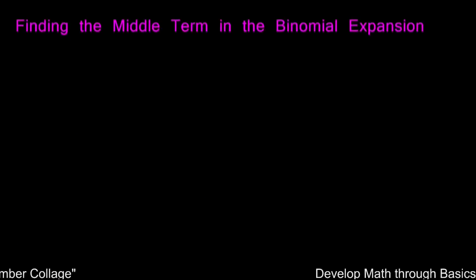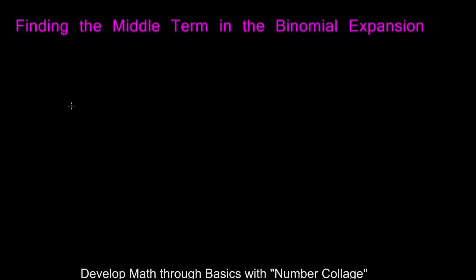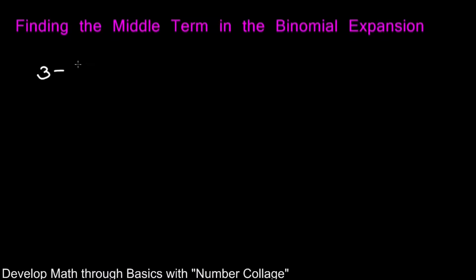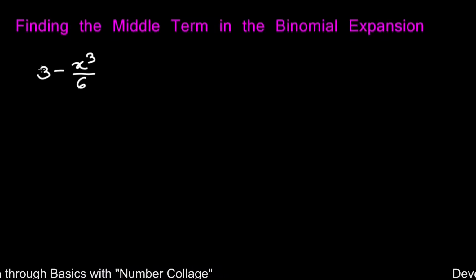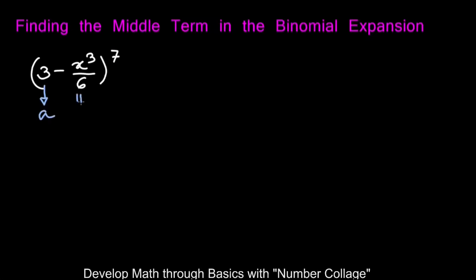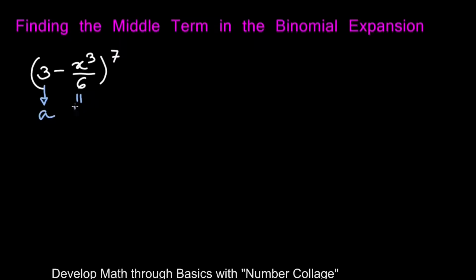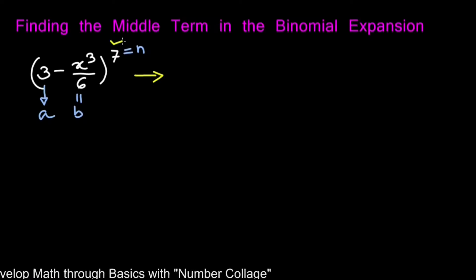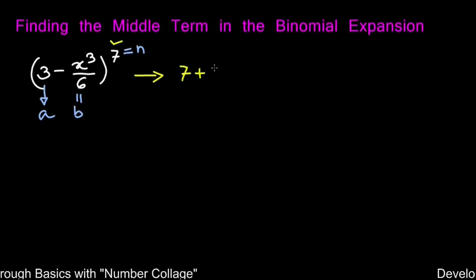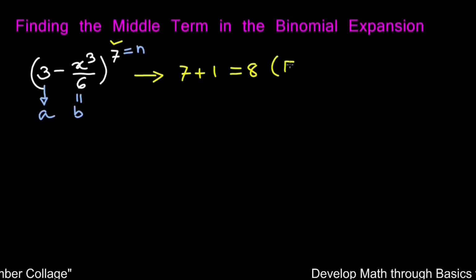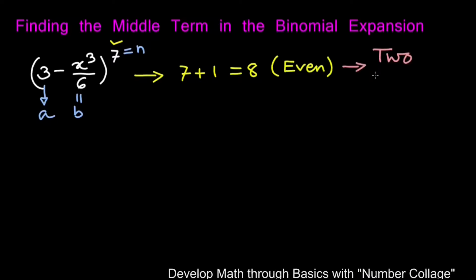Next, we will see how we can find the middle term in the binomial expansion. We will find the middle term of the binomial expansion (3 minus x cube upon 6) whole raised to 7. In this binomial, 3 is a, minus x cube upon 6 is b, and 7 is n. Since n is 7, there will be 7 plus 1, 8 terms in the expansion. And since 8 is an even number, there will be two middle terms.